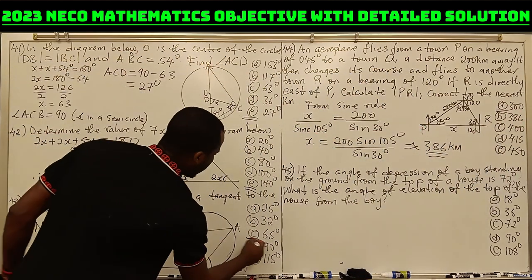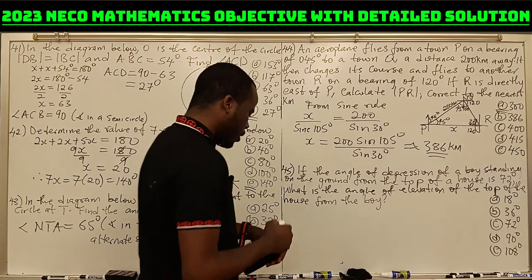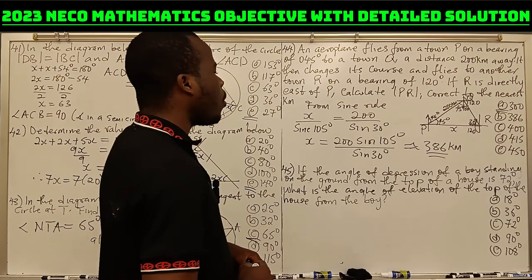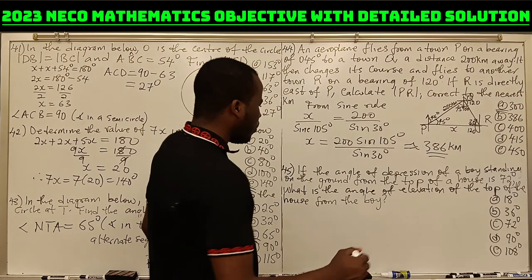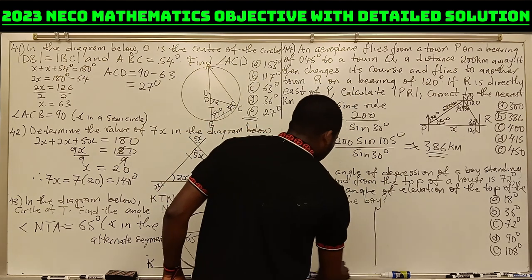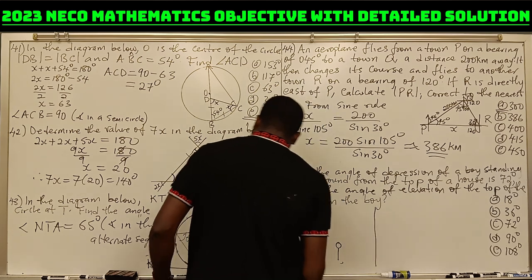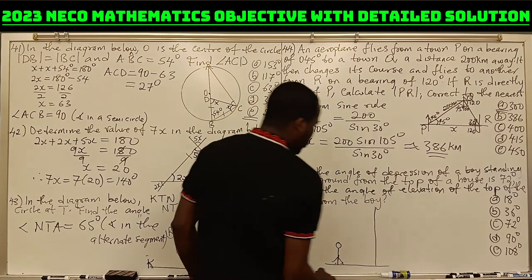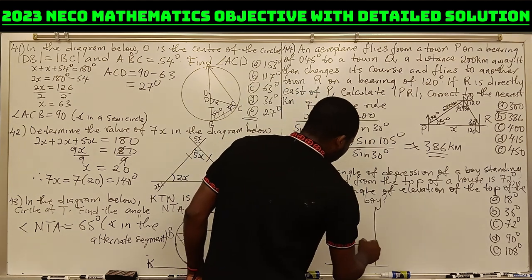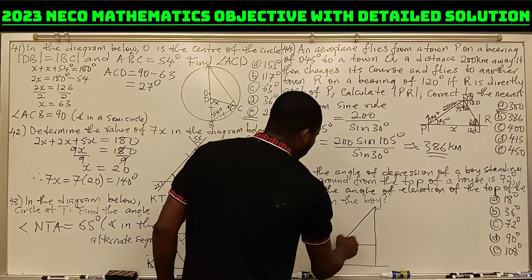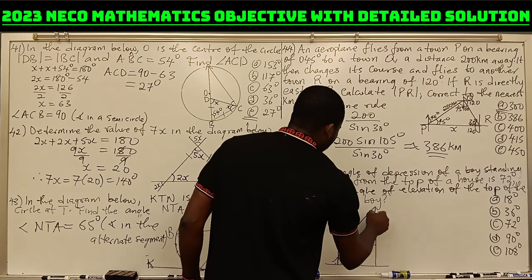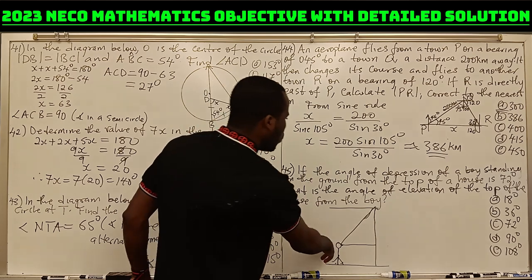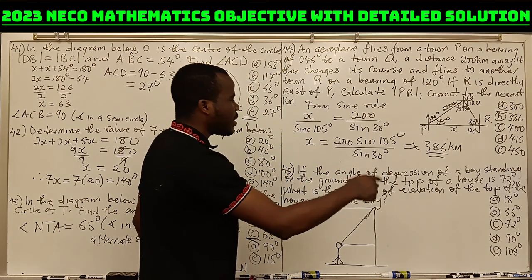So for others, this is C. And 45 says, if the angle of depression of a boy standing on the ground from the top of a house is 72 degrees, let's interpret it. This is the house. This is the boy. This is the horizontal. So look at the boy's eye level. The angle of depression is 72 degrees.